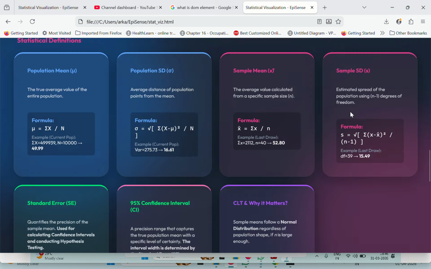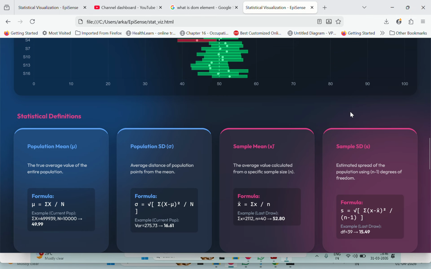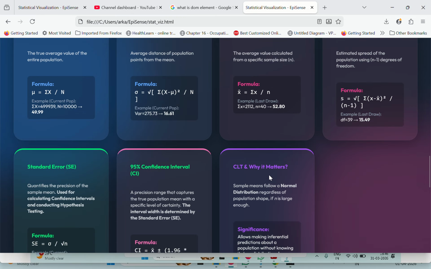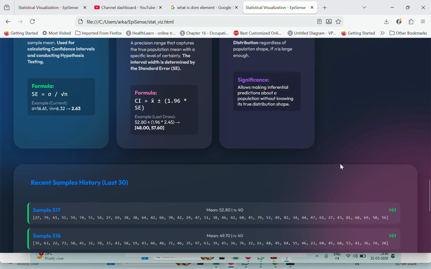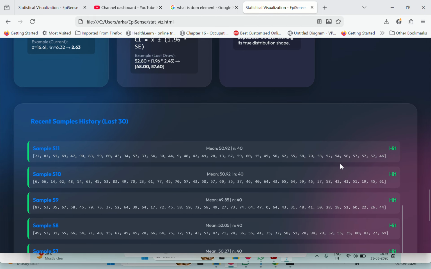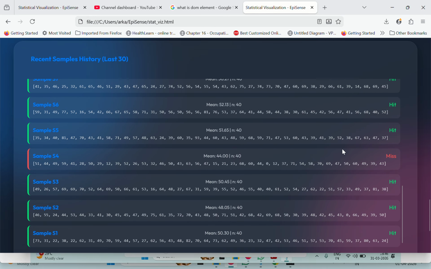So everything is there, to understand the different concepts from population mean to standard deviation, sample distribution, then sample standard deviation, standard error, then what is confidence interval and what is central limit theorem. From that, we can get it. Now you can also find here something called hit and something called miss. Whenever the sample mean is within that 95% confidence interval, it will be called a hit. And if it is beyond that 95% confidence interval on either side, it will give you a miss.